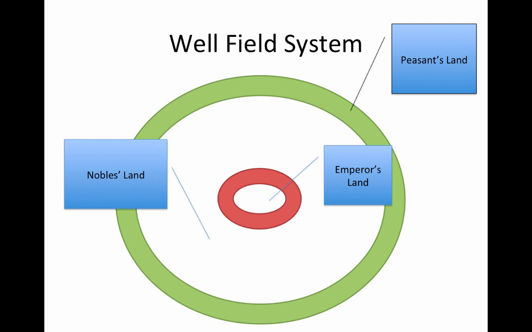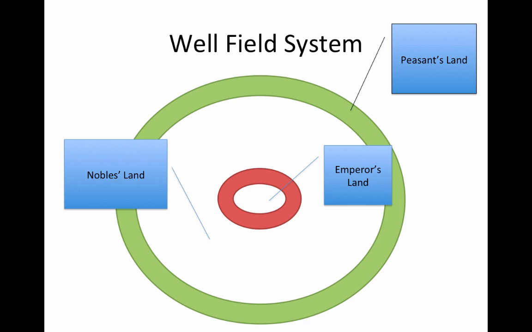The peasants' land is the largest in size, but not the largest in width. The largest in width is the nobles' land. Peasants would farm on their land. They would also farm on the nobles' land. When they did that, they could keep some of the crop, but then some of the crop would also have to go to the nobles.